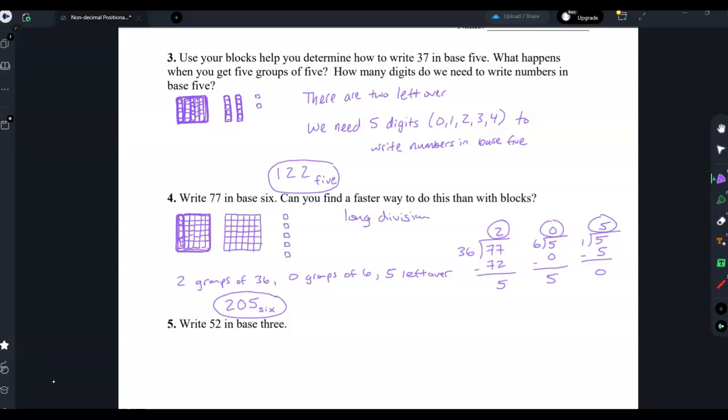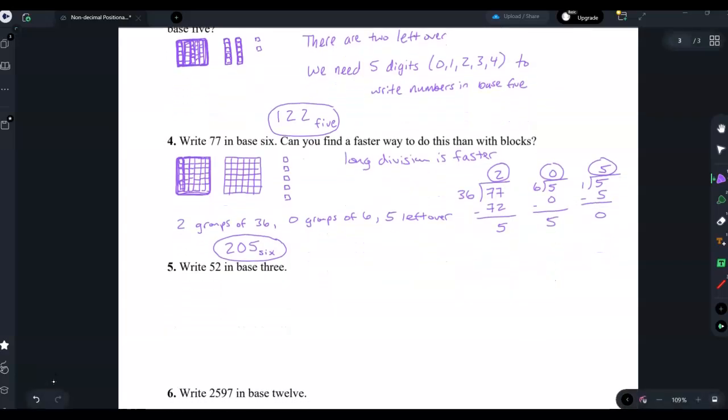And it's just faster than having to draw pictures, right? The pictures are a really nice way to verify this and certainly to explain it to students first figuring this out. But eventually we could just do long division and not have to draw all these pictures. So let's do the next one that way.